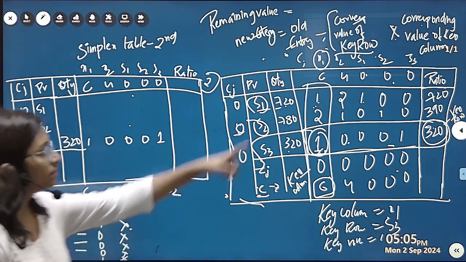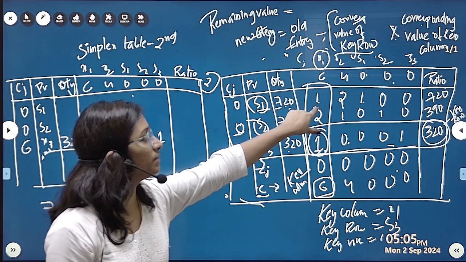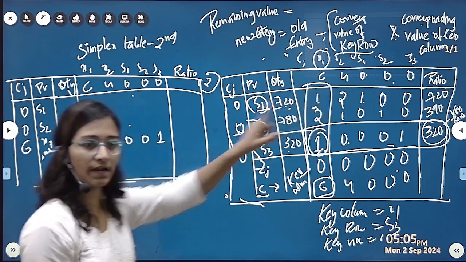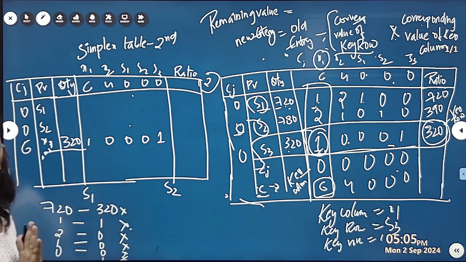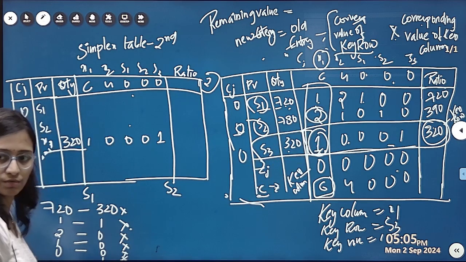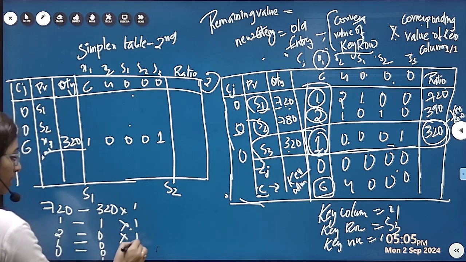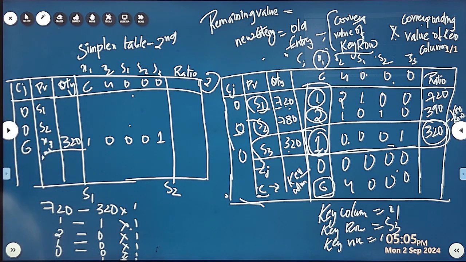Into the corresponding value of key column. What is the key column value for S1? 1, right? Not 1, 2, 1, only 1, because this 2 is the value of S2. The value for S1 is only 1. So it is multiplied into 1, 1, 1, 1, 1. Got it? Any doubt?